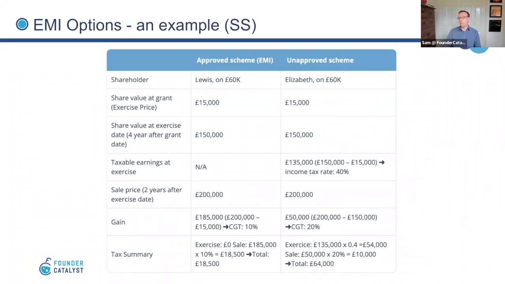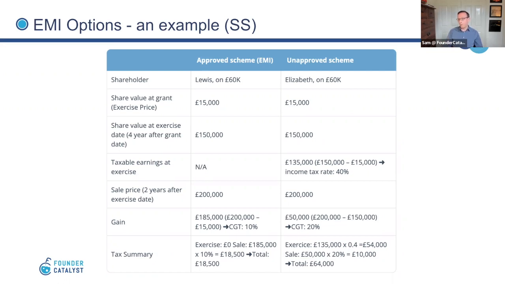In this example, on the left, Lewis is on £60,000, and on the right we've got Elizabeth, who is virtually identical and gets the same number of shares under the same circumstances. Towards the bottom we do a tax calculation. This is all based upon a value of 15 grand at grant, and then a sale price of those shares after 2 years of owning them of £200,000. And you can see the difference in outcome.